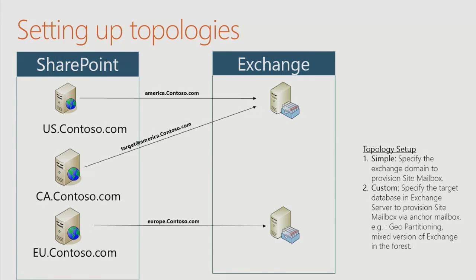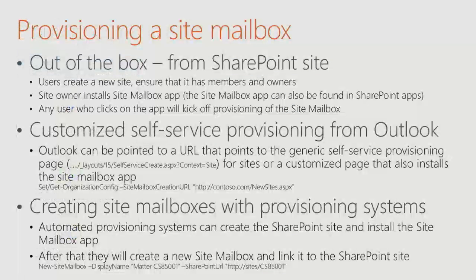And now we have the topology all set up. You may wonder, how do I enable an end user to provision these site mailboxes? We have 3 ways of enabling that. One, out of the box. Right out of the box, when you set up your SharePoint farm and Exchange server, you're given a default page that people can hit where they can create a new site, assign a site mailbox app, and install the app. That's the one that Alphonse showed you.